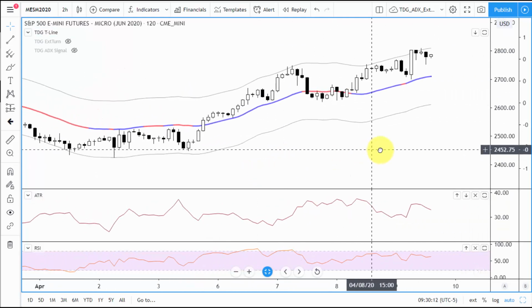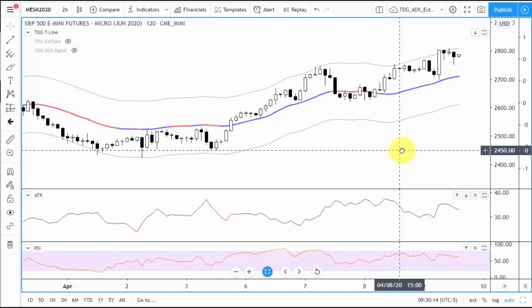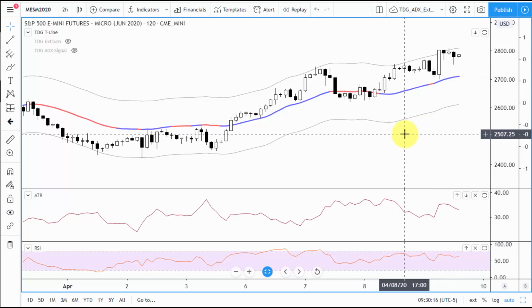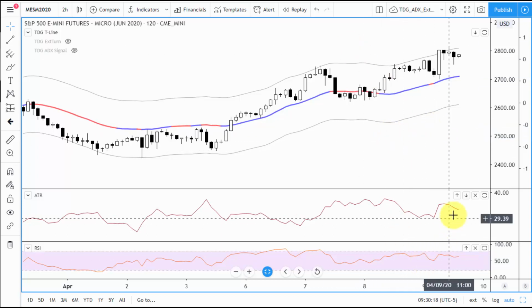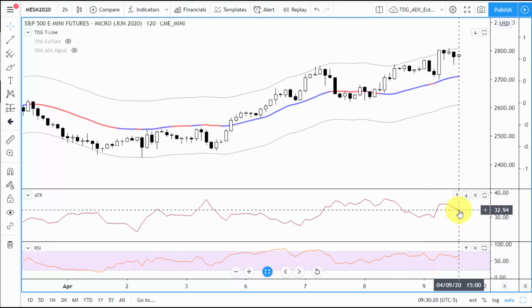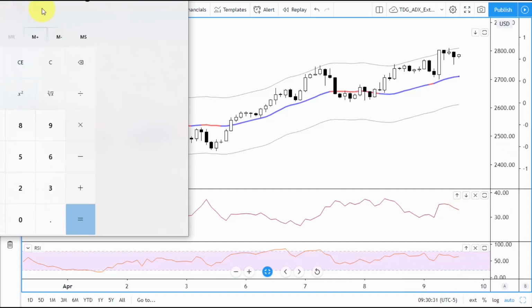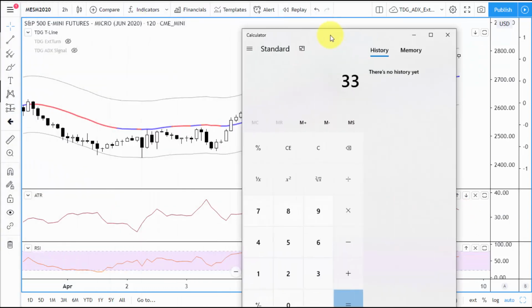I want to come over here to the final tick on this particular time frame and chart. You'll note at this time the average true range was basically 33 points. Each one of those points in the S&P is worth 4 ticks. So if we want to get really granular, we would go 33 points times 4 ticks per point equals 132 ticks.